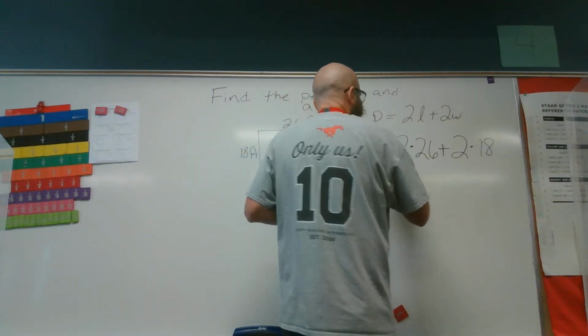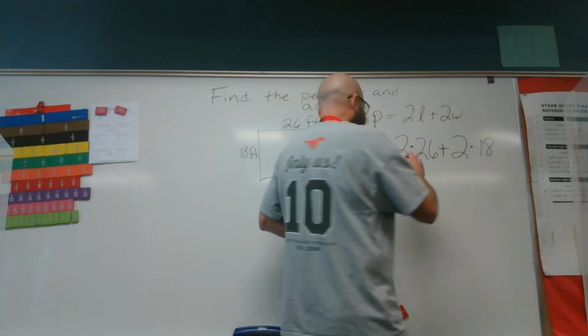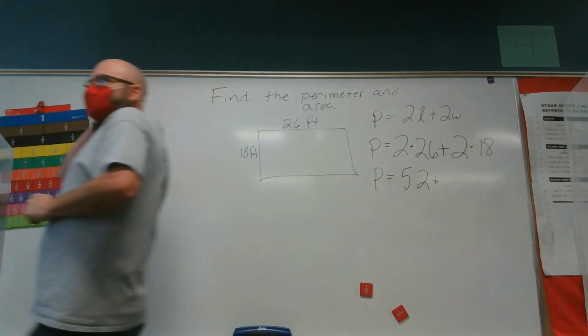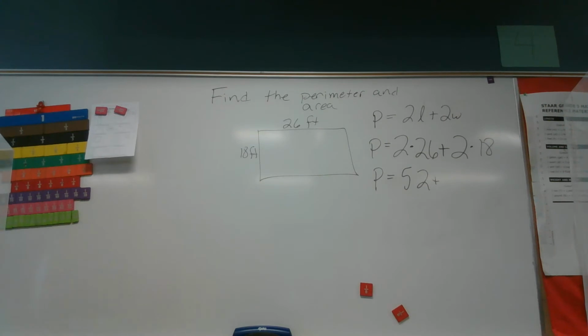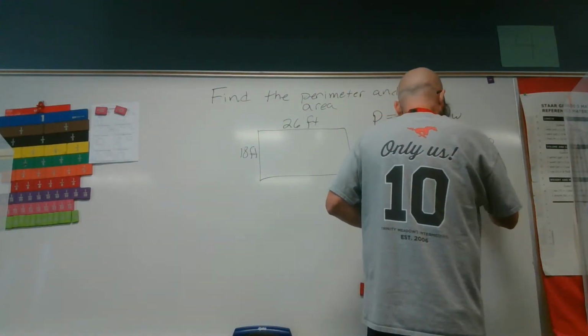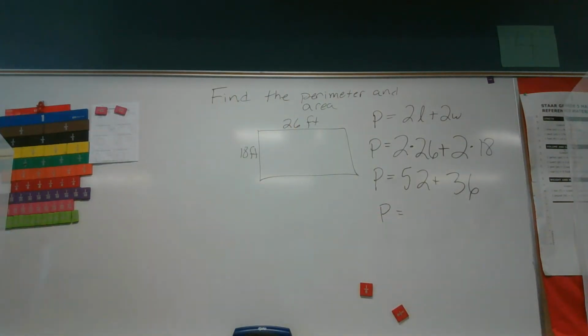Now I go through and I can solve it really easily. I still don't know the perimeter. But I know 2 times 26 is 52. And I know you have it on your paper. You were just having trouble reading it because I asked you to do this. And then 2 times 18 is 36. And then to find the perimeter, I add 52 and 36, and I get 88.